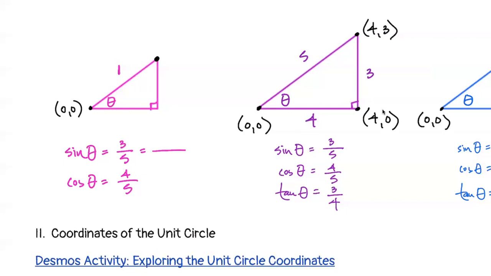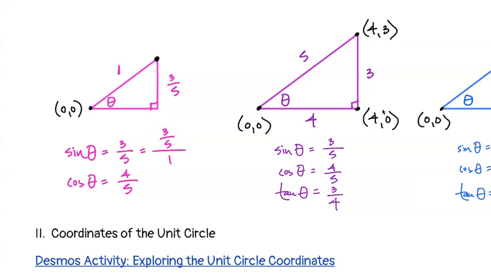If we wrote it in a different way, it might make this idea a little bit more clear. So sine of theta is going to be the opposite side over the hypotenuse. Then we can say that this opposite side has a length of 3/5.